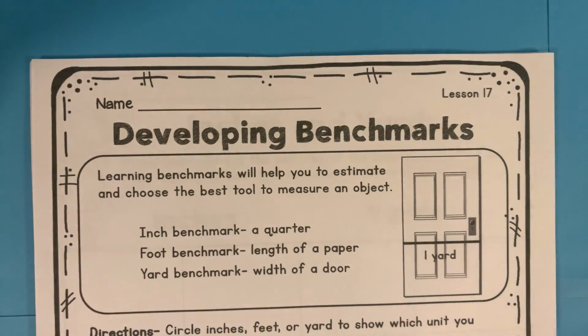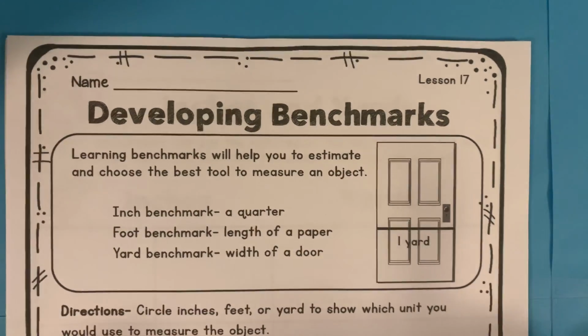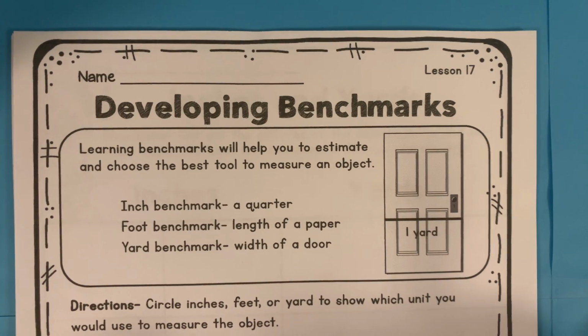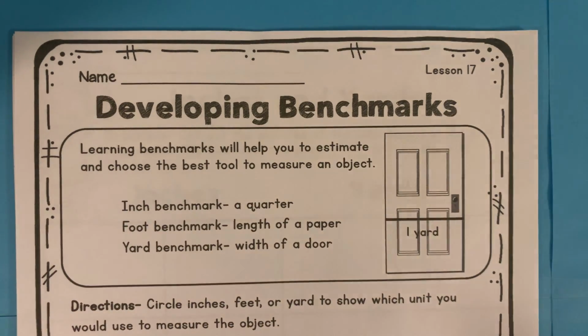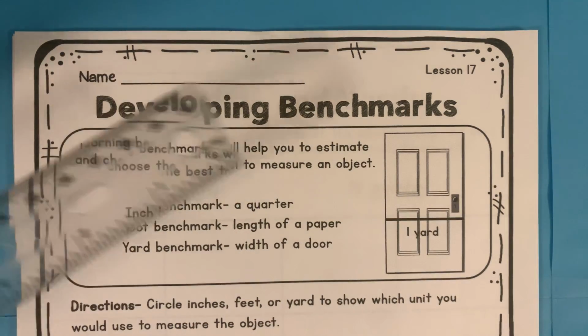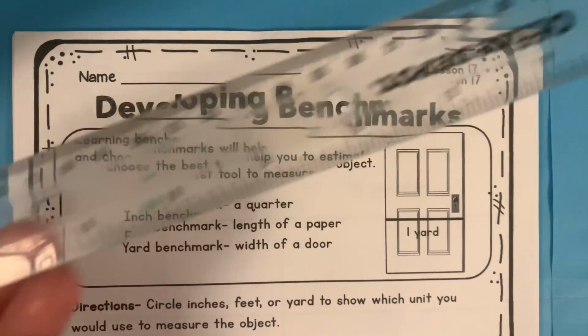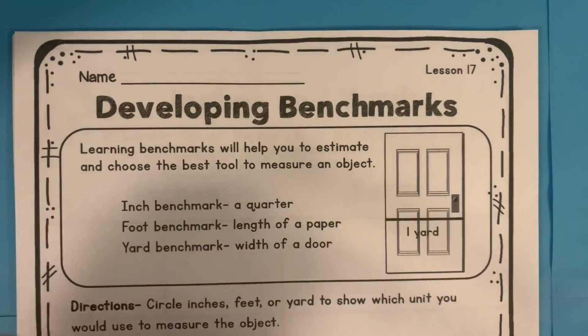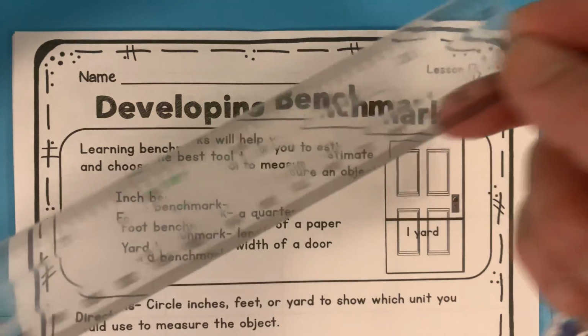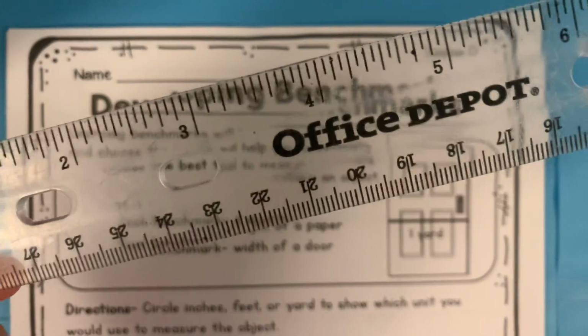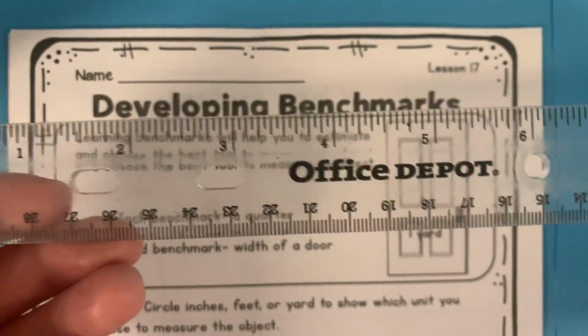It's Fun Friday, May 15th, and this is our math work for the day, lesson 17. We have been using a ruler this week to measure and tell the distance of sides of objects and lengths of lines. And then we've also done math problems with them.